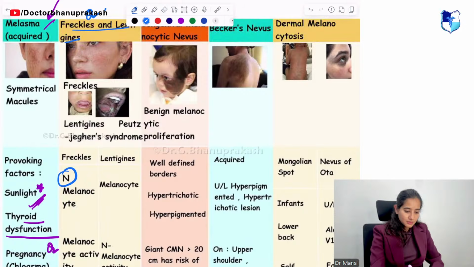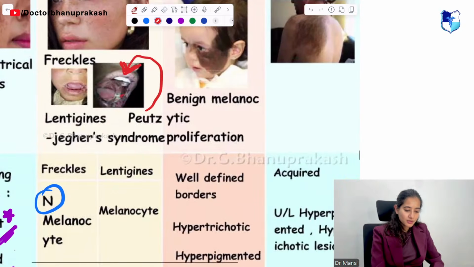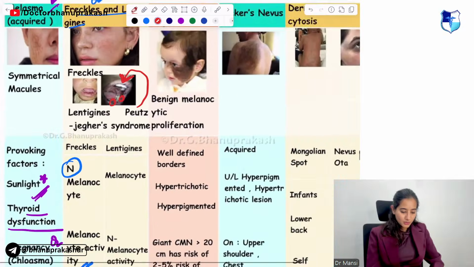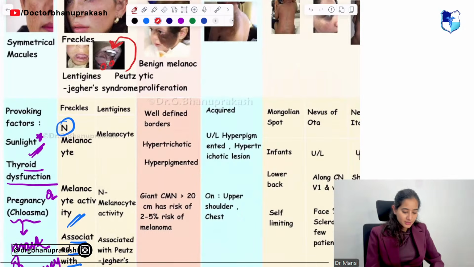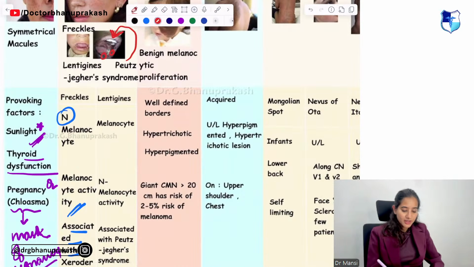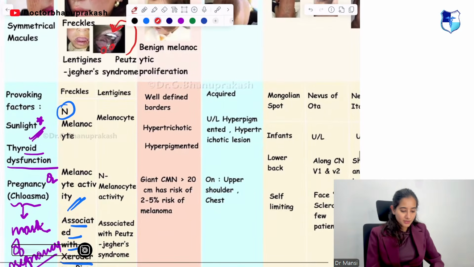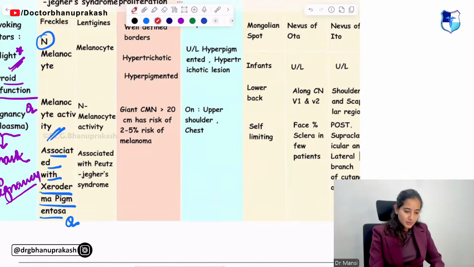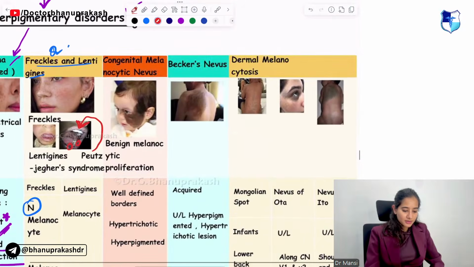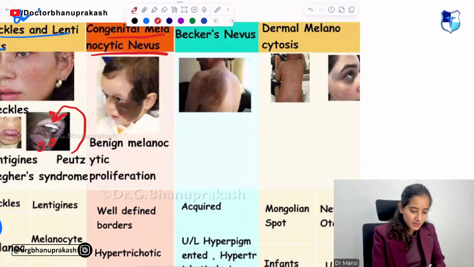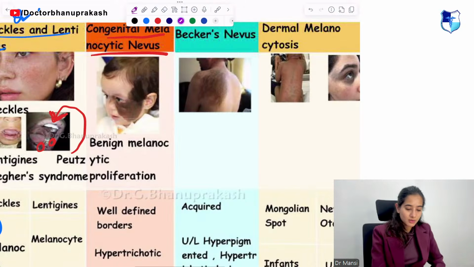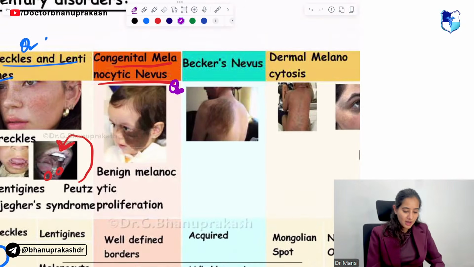Then we have Peutz-Jeghers syndrome, when the mucosa is involved and these lentigines are present on the mucosa as well. Okay, so what happens in them is the activity of the melanocyte is normal. On the other hand, when we were talking about freckles, the melanocytic activity was increased. This one is associated with Peutz-Jeghers syndrome. Next, the congenital melanocytic nevus, which has been asked, so focus more on this image because it has been previously asked as well.